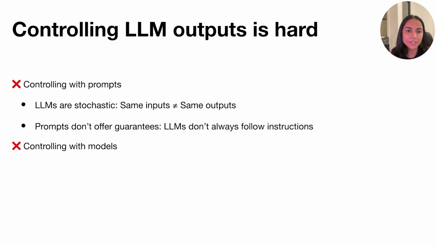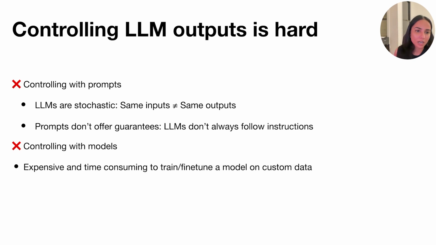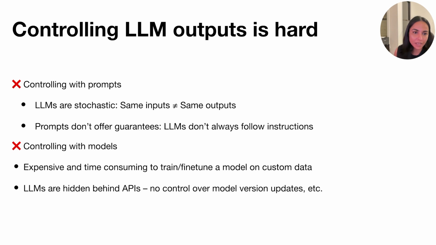Another tool that people often use is trying to control the underlying model by updating the model weights, etc. But this is an expensive and time-consuming process. Both training and fine-tuning a model on some custom data is much harder than just using an LLM hidden behind an API. But because LLMs are hidden behind APIs, there's also no control over model version updates, etc. So the underlying model might get updated by the model provider, even if the API remains consistent.